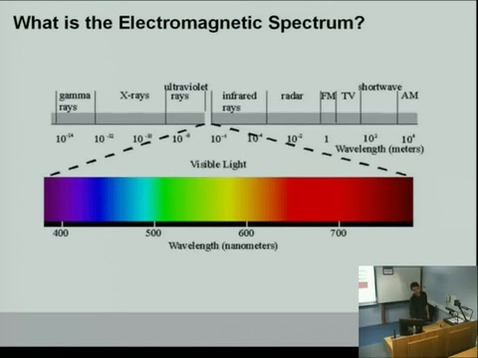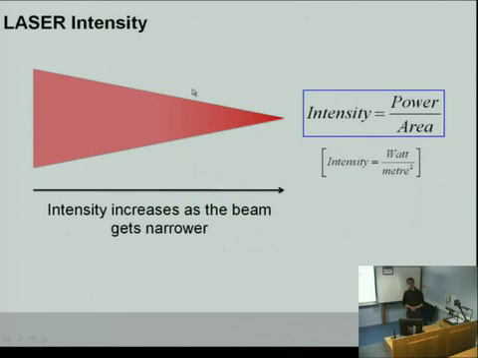Now, another property is the intensity. As you focus a laser beam onto a smaller area, it becomes more intense. So a laser with the same power focused at a narrower area will have a much higher intensity than a laser with the same power focused onto a much larger area.